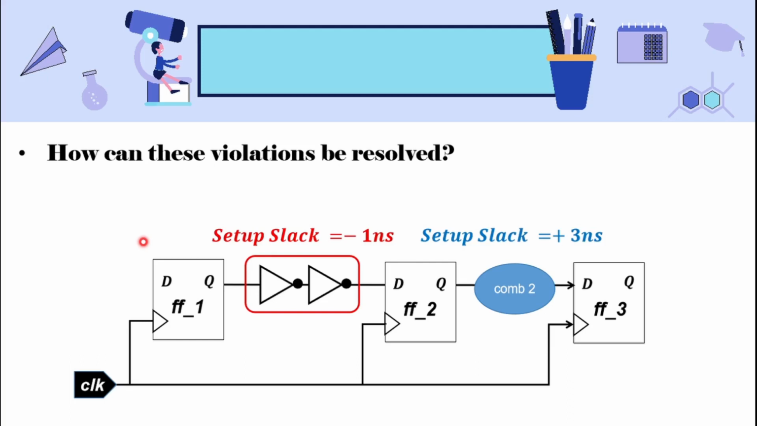The second question today gives you this design and asks how we can solve these violations. This design consists of 2 paths. The first path has a setup violation with a setup slack of -1 nanosecond, and the second path has plenty of setup slack, equal to +3 nanoseconds. To solve the violation in the first path, we're going to minimize the delay of the combinational logic by moving this inverter to the right and this flip-flop to the left. Let's see how that helps solve this violation.